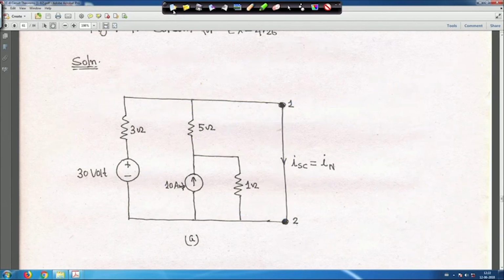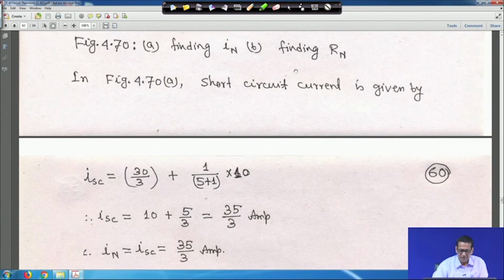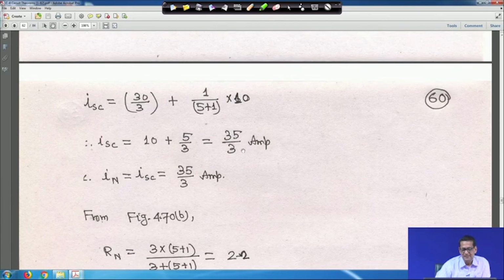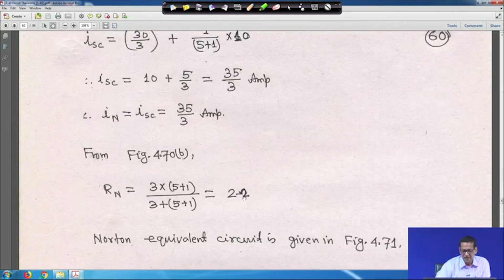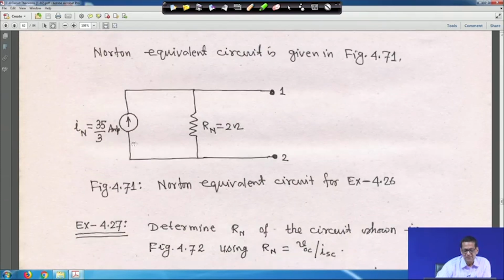So, let me clear it. Look at this, 35 by 3 ampere. The short circuit current we got is 35 by 3 ampere, and RN, the Norton resistance, we have got 2 ohm. So, that means this is the Norton equivalent circuit.